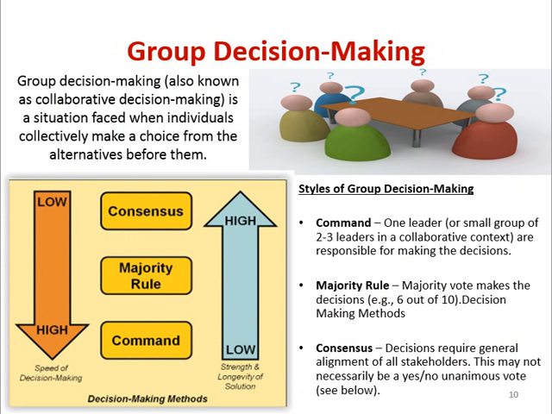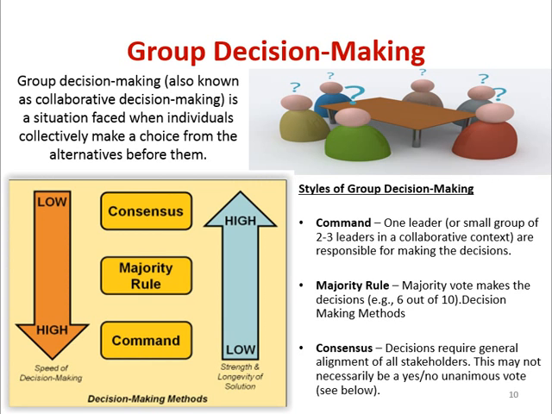Group decision making, which is also known as collaborative decision making, is a situation faced when individuals collectively make a choice from the alternatives before them. So you have many alternatives, and you finally choose one alternative as your agreement among the team or the members, a collective agreement.